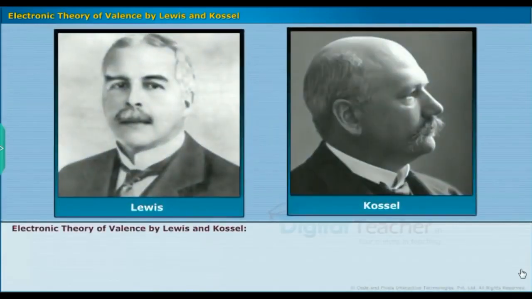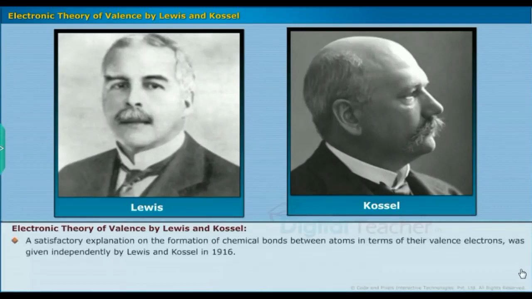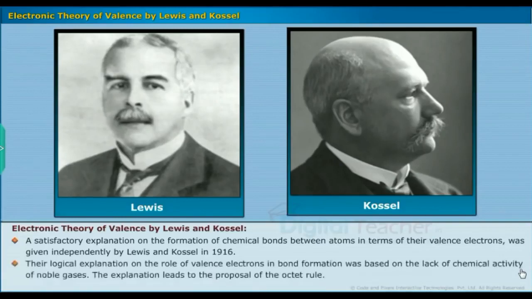Let us learn about the scientific theory on chemical bonding based on valence electrons. It is called the electronic theory of valence, proposed by Lewis and Kossel. A satisfactory explanation on the formation of chemical bonds between atoms in terms of their valence electrons was given independently by Lewis and Kossel in 1916. Their logical explanation on the role of valence electrons in bond formation was based on the lack of chemical activity of noble gases. The explanation leads to the proposal of the octet rule.